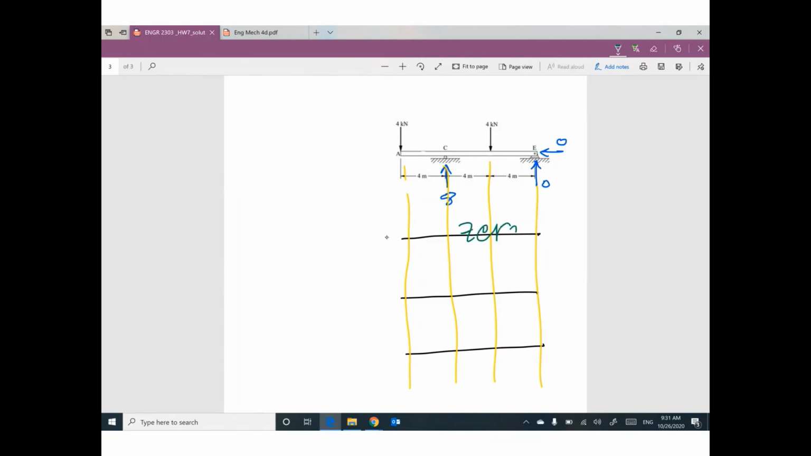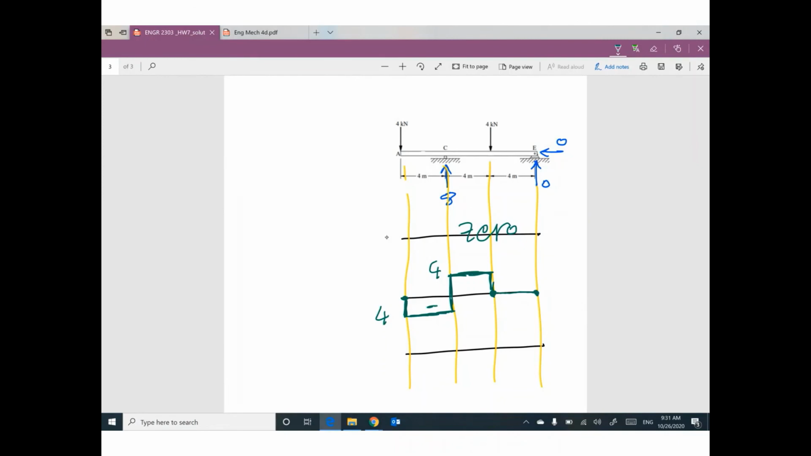For shear, I will start from left. I will go down 4. Keep walking. You have 8 going up, so I will go up another 4. Keep walking. I will go down to 0. Please keep walking to the end of the beam.